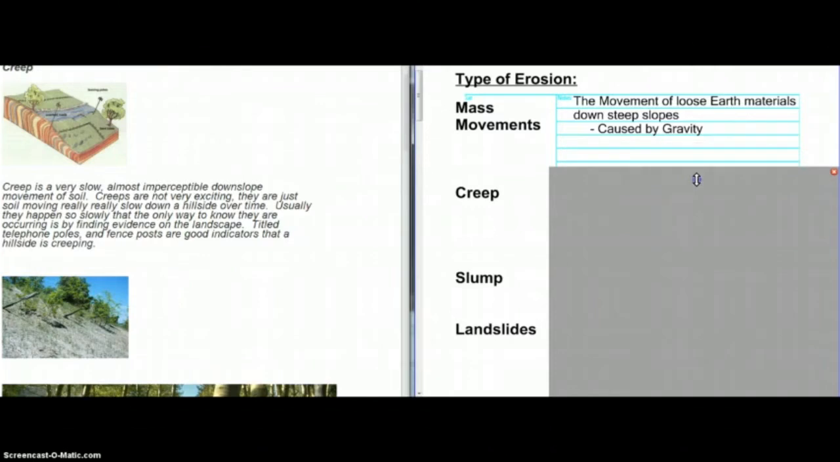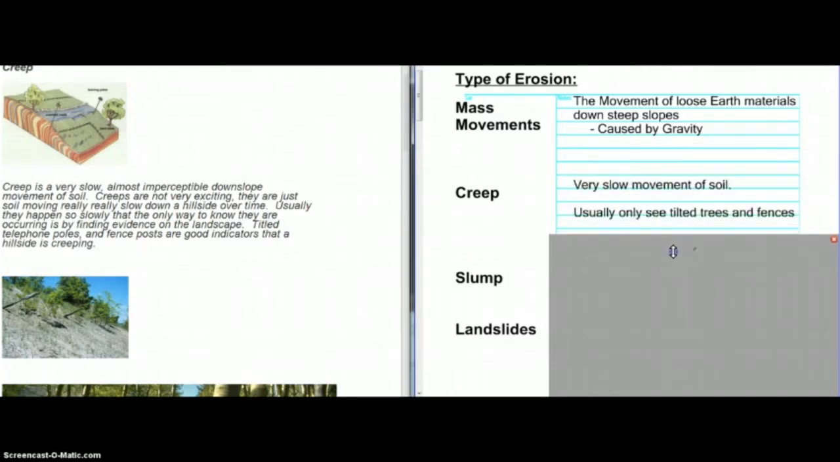So creep, very slow movement of soil, and you usually only see tilted trees and fences. Now in your notes, I want to encourage you to draw little pictures, things that'll help you remember and understand what's going on here. I won't do it in the video, but feel free to pause and draw stuff.